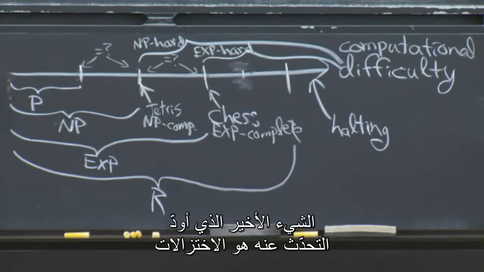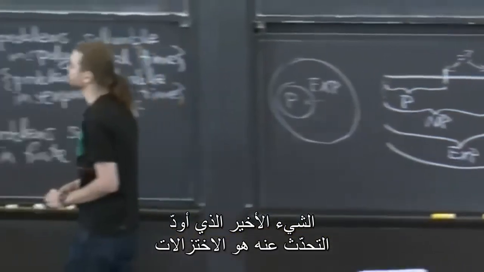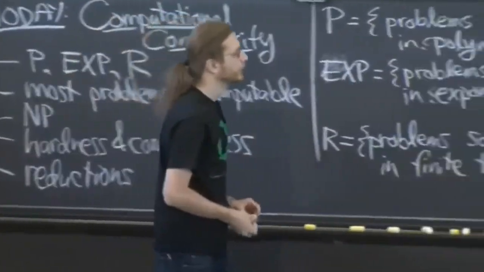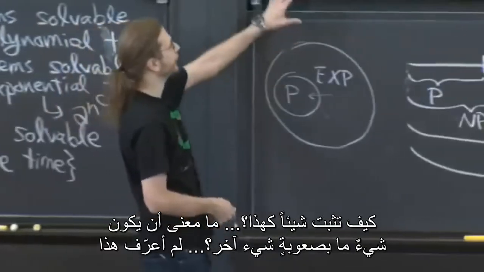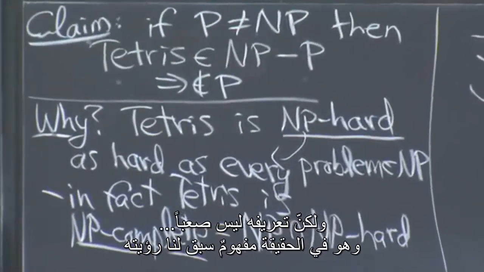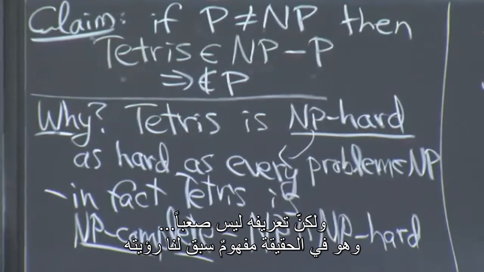OK, the last thing I want to talk about is reductions. Reductions, so how do you prove something like this? What does as hard as even mean? I haven't defined that. But it's not hard to define. In fact, it's a concept we've seen already.